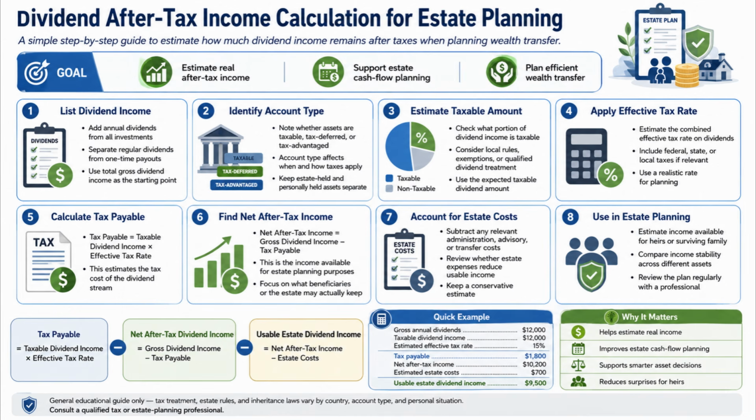Next, identify the account type of each investment. Some assets may be held in taxable accounts, while others may be in tax-deferred or tax-advantaged accounts. This matters because the account type affects when taxes apply, how taxes are calculated, and how much income may finally be available. In addition, it is wise to keep estate-held assets and personally held assets clearly separated so the planning process stays organized.